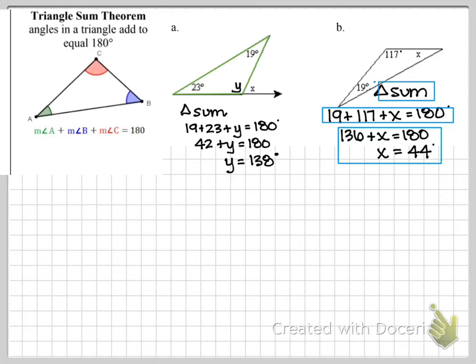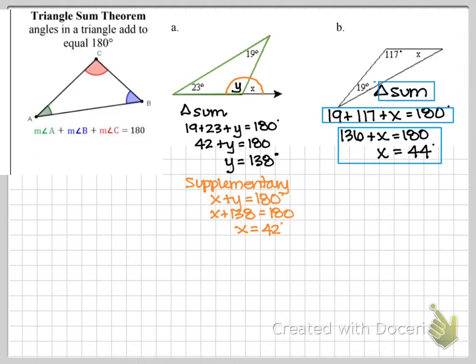the reason why this was helpful was x and y are supplementary. So I'm going to say my reason here is supplementary. And I'm going to go ahead and say, okay, x plus y is equal to 180. Plug in the 138 that you found for y, and then solve for x. And you're going to get 42 degrees. So that's one way to do this.